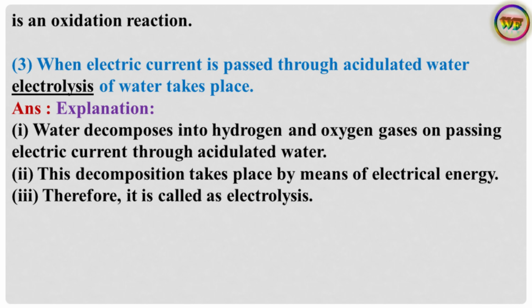Sub-question 3. When electric current is passed through acidulated water, electrolysis of water takes place. Answer. Explanation. Point 1. Water decomposes into hydrogen and oxygen gases on passing electric current through acidulated water. Point 2. This decomposition takes place by means of electrical energy. Point 3. Therefore, it is called electrolysis.